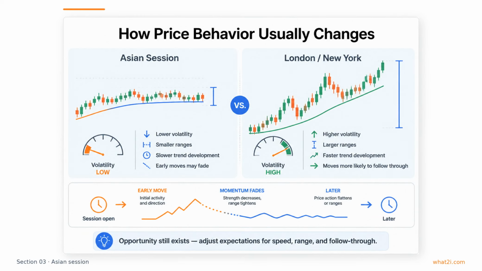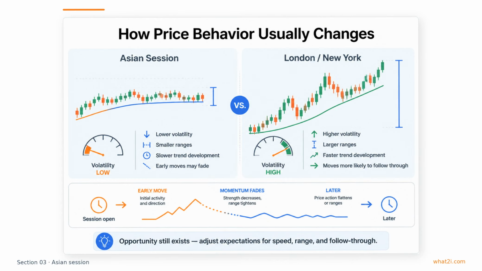Price behavior in the Asian session is often different from what traders see later in the day. Volatility is usually lower, ranges tend to be smaller, and trends often take longer to develop. Even when the market moves early, that move may lose momentum as the session continues, especially if liquidity is still thin. This does not mean the session is untradeable. It means expectations should be adjusted.